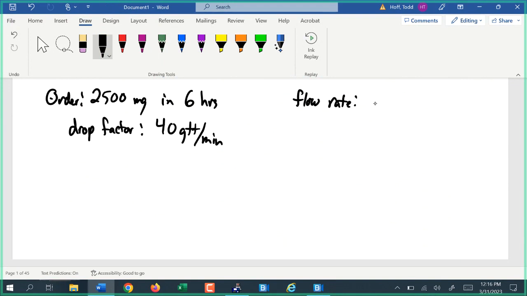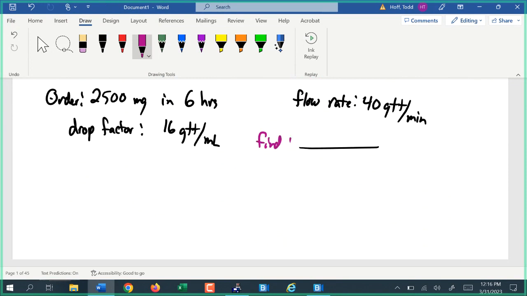Oops, I screwed up. My drop factor, sorry. I put my flow rate in for my drop factor. Our drop factor is 16 drops per milliliter. Our flow rate is 40 drops per minute. And of course, what we're trying to find is the concentration that tells us how many milligrams in how many milliliters this is constituted to.